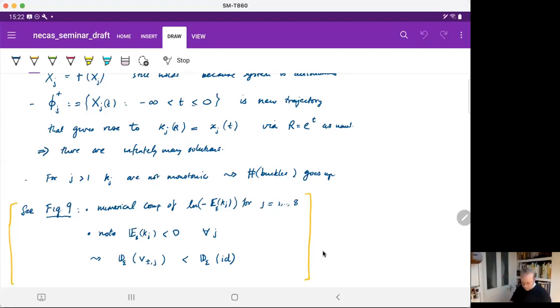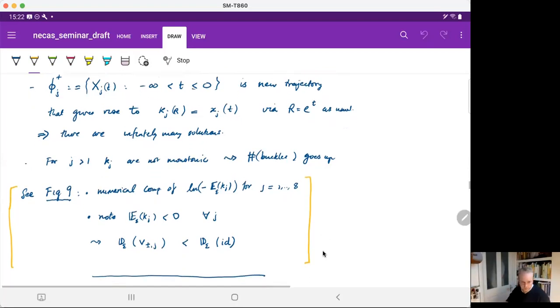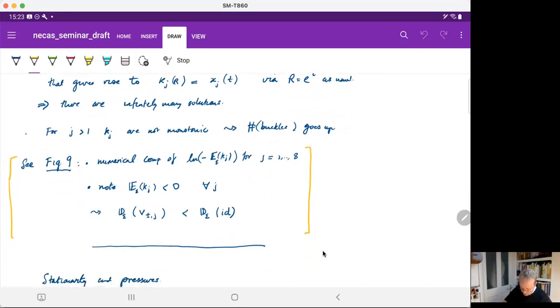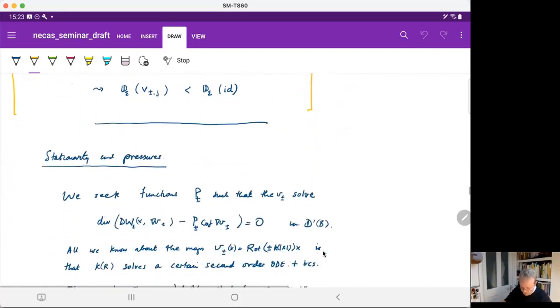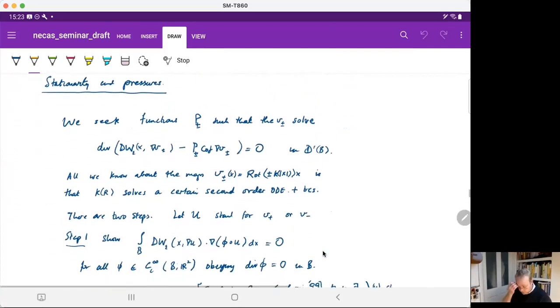So what we should now have is that there are infinitely many equal energy solutions, stationary points, let's say, and the bigger j, at least numerically, the greater the energetic cost, which corresponds to our intuition, at least.